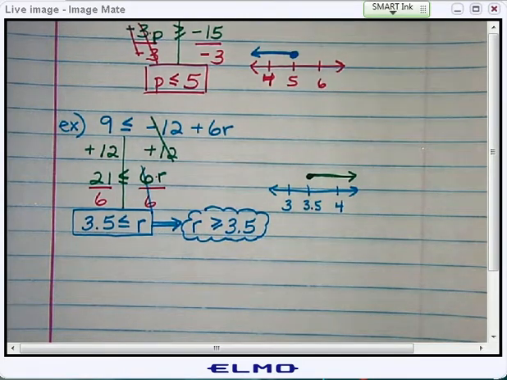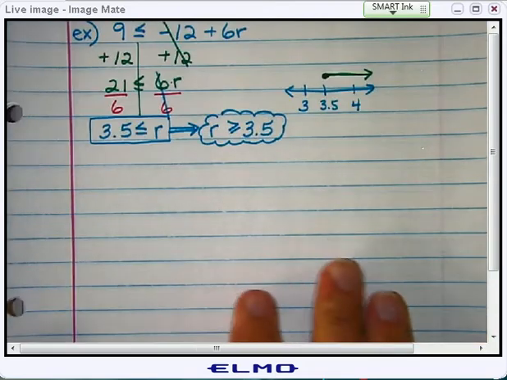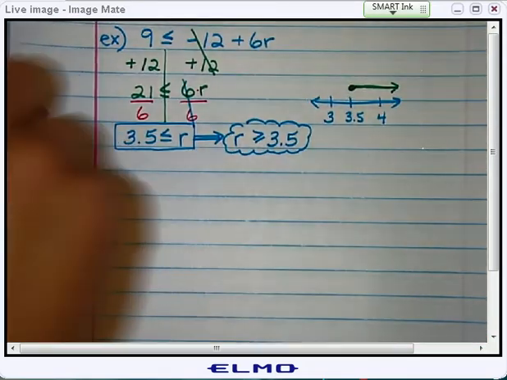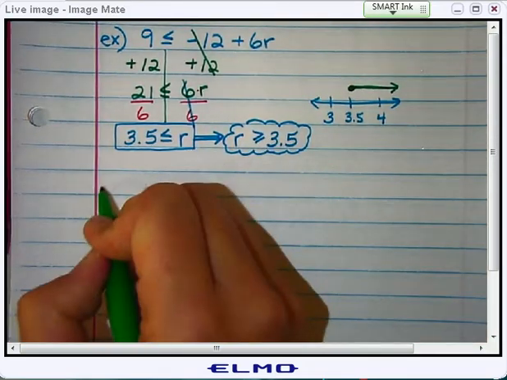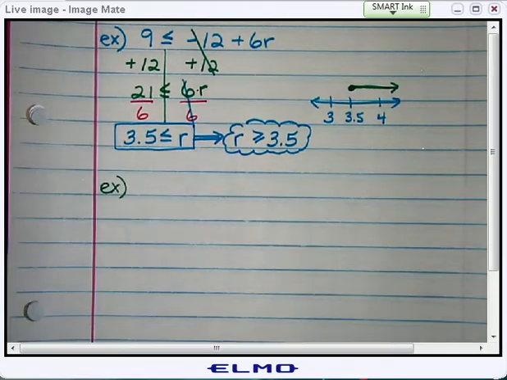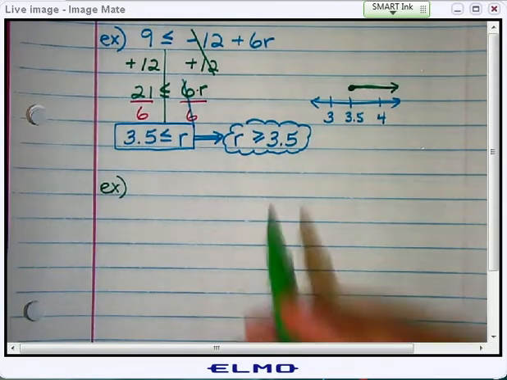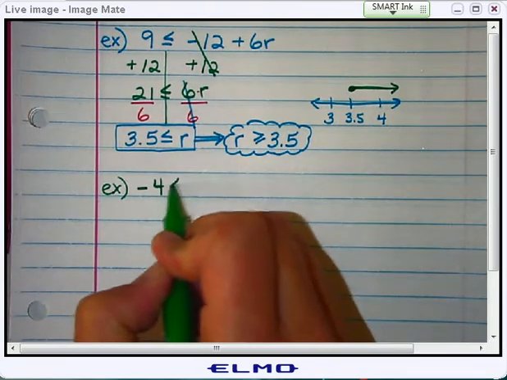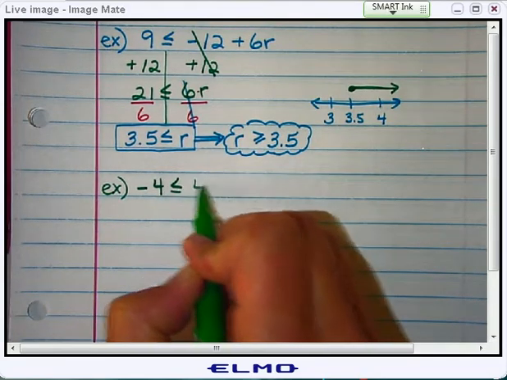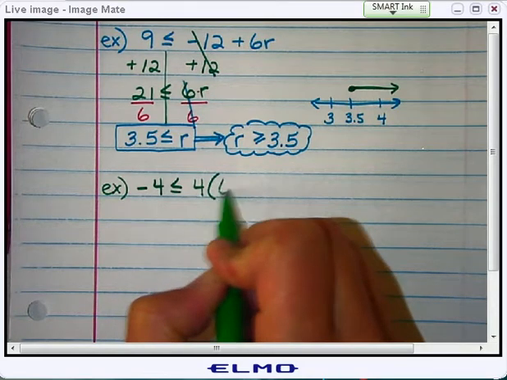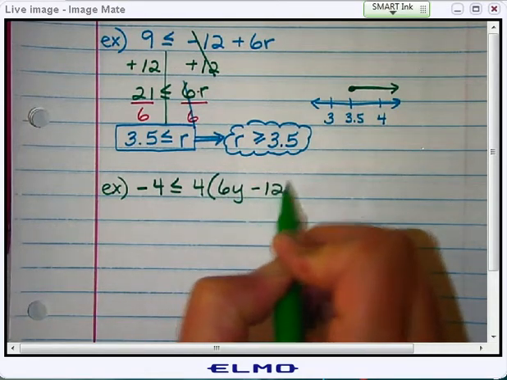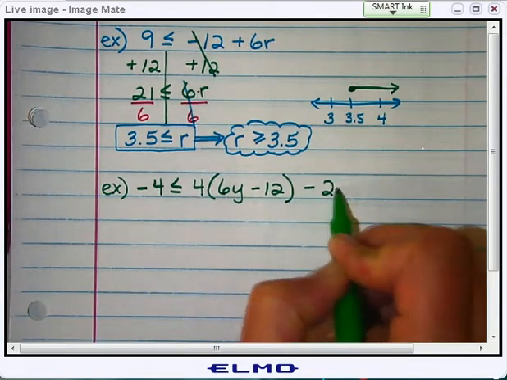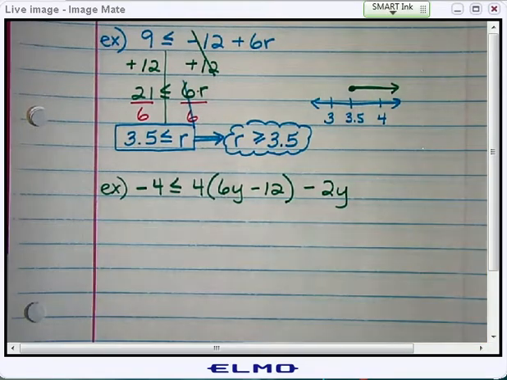All right. So we've done ones that require 2 steps. Let's do a couple that require more than 2 steps. So those real long ones. Again, it's going to be the same principles that we use for equations. We just have more work to do. So let's try negative 4 is less than or equal to 4 times 6y minus 12 minus 2y. So this is a big problem.